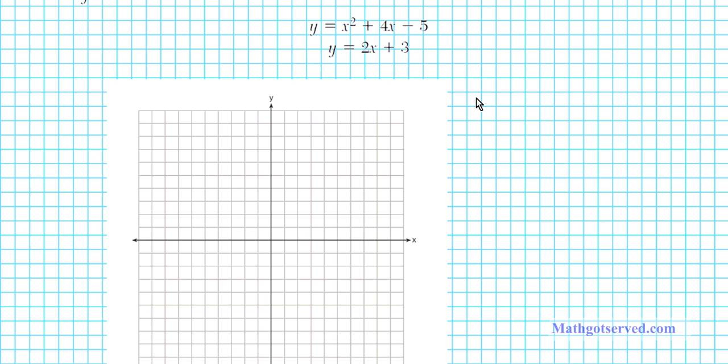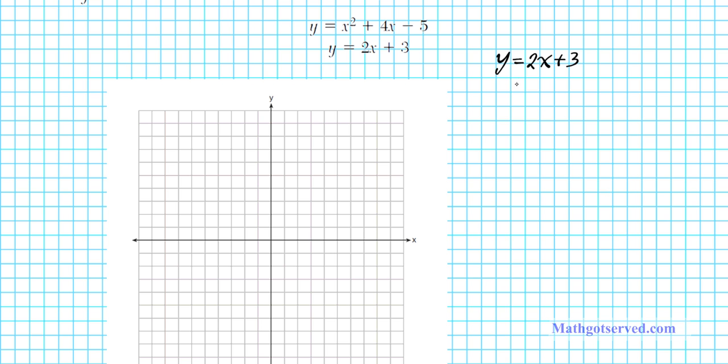So this is an excellent problem where we can use the graphing calculator, but we also have to clearly illustrate our graph on this grid right here. What I'm going to do is start with the easy one first. The easy graph to draw is the line, y equals 2x plus 3.